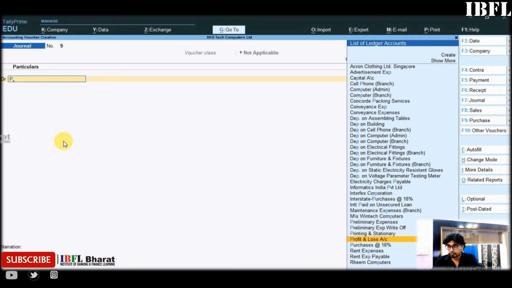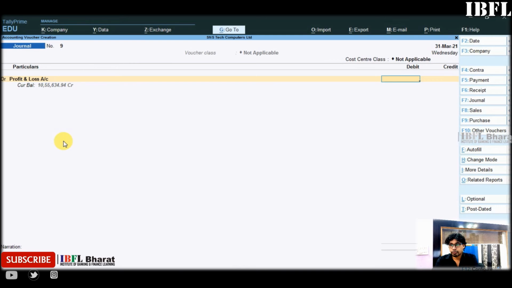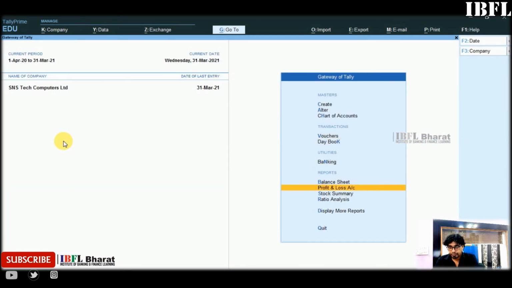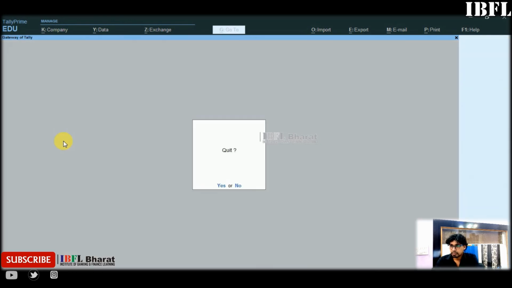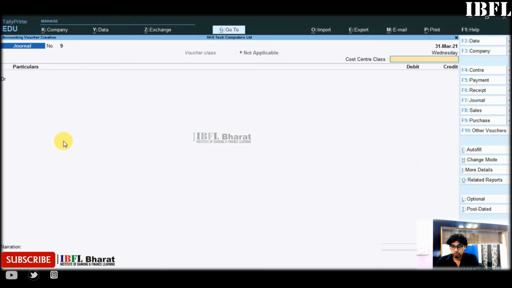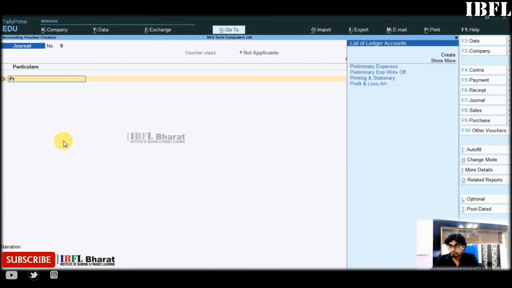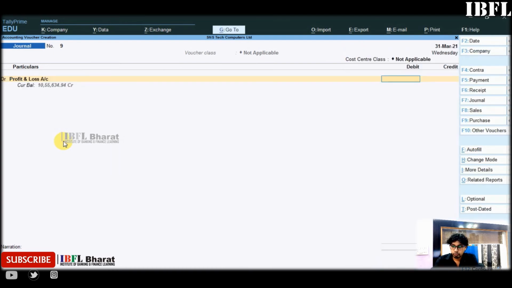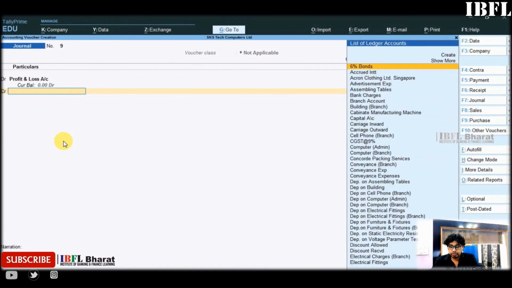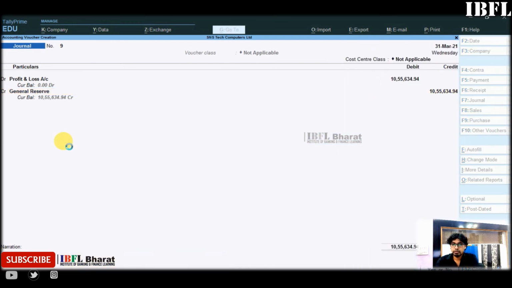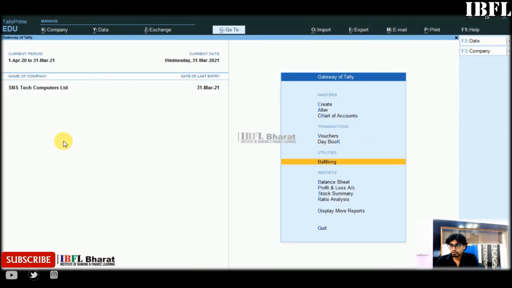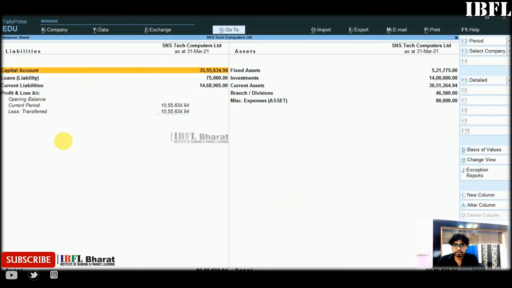The ledger we already have is profit and loss account, in which we first have to see what our profit is. It is 10,55,634.94. We will take it as it is, as shown in the profit and loss ledger also. Okay, and this profit we are transferring to general reserves, meaning in the balance sheet. Now check the balance sheet and press F1.